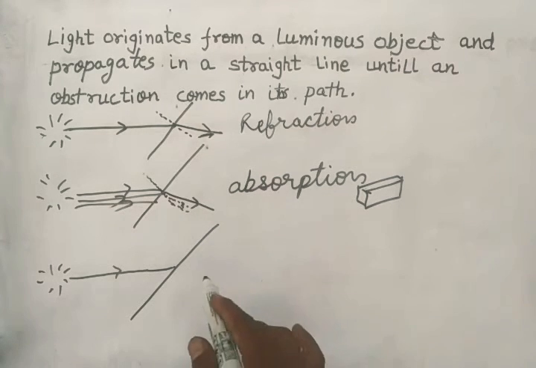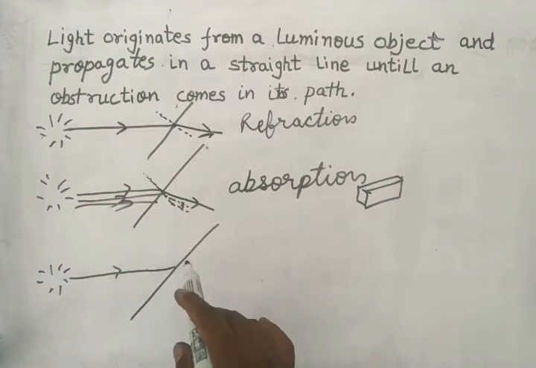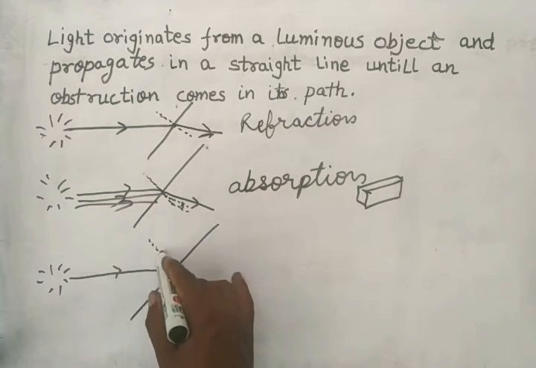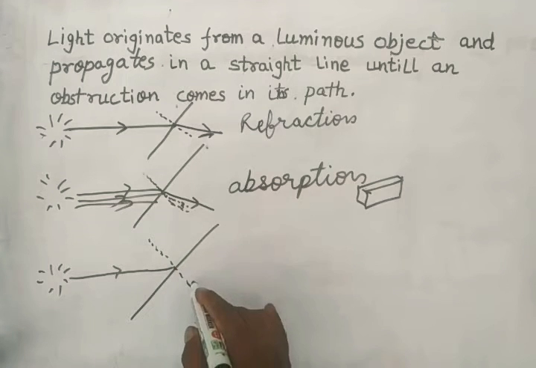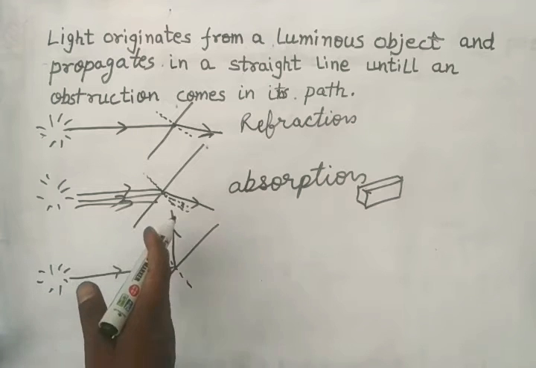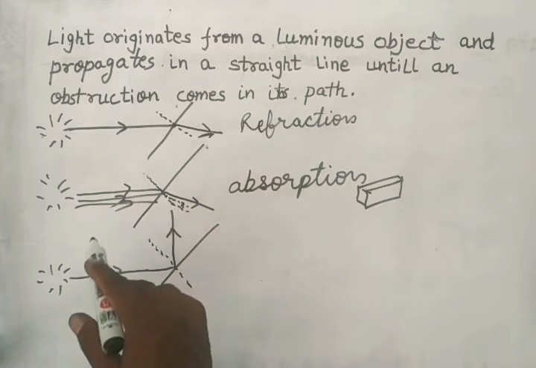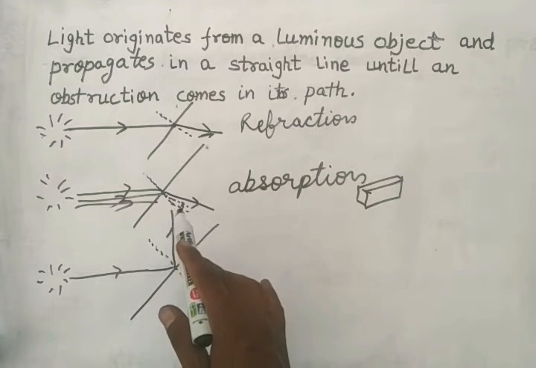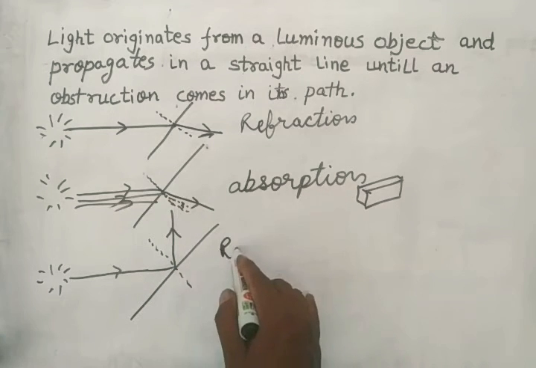Now the third thing, the most important part on which this entire lecture is based: light gets incident on this surface, and after striking the surface, it gets reflected into the same medium. Let us suppose this is air. After falling onto this surface, it will get back to air. So this will be called reflection.